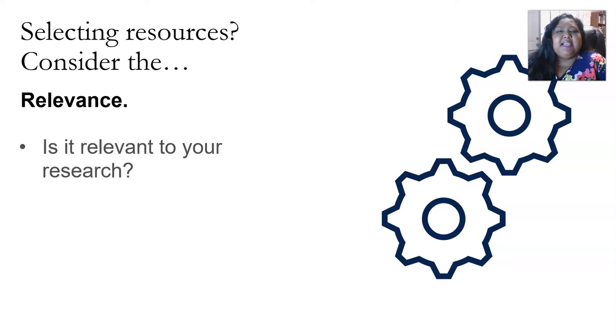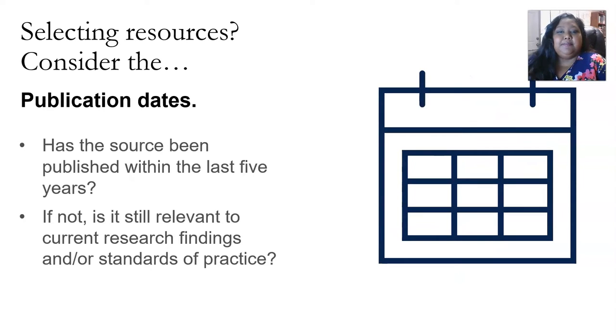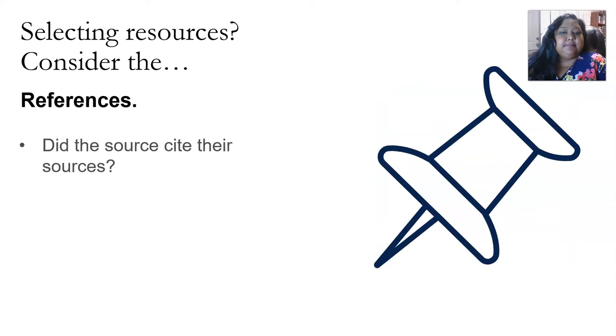Next, relevance. Is this source relevant to your research? Is the time period or the geographic region relevant to your research? Publication dates. When was the source published? At least half of CE sources must be published within the last 5 years. Then it must still be considered relevant to the field and standards of practice. References, our documentation. Did the author cite their sources? Otherwise, how do we verify the reliability of their work?